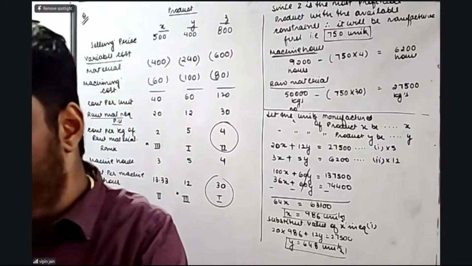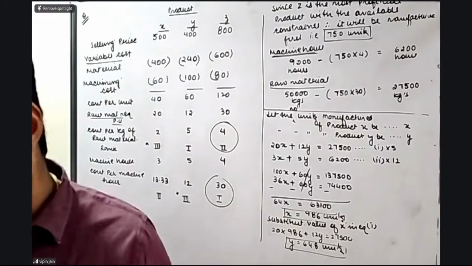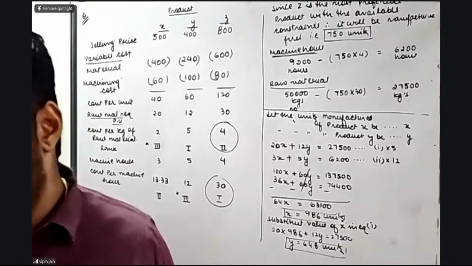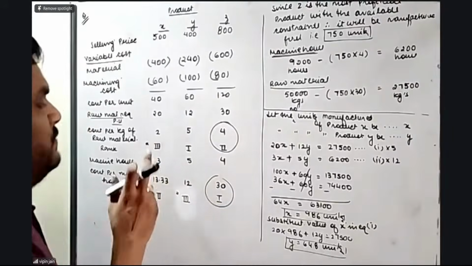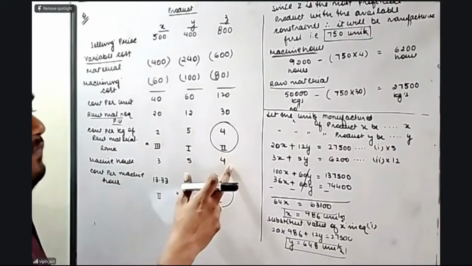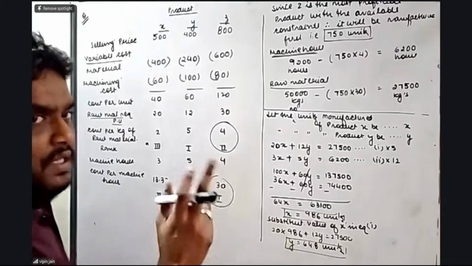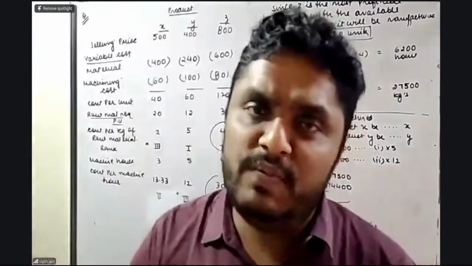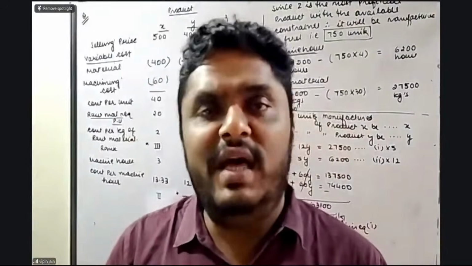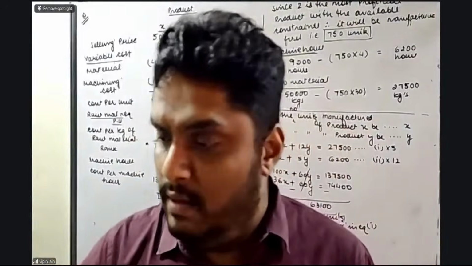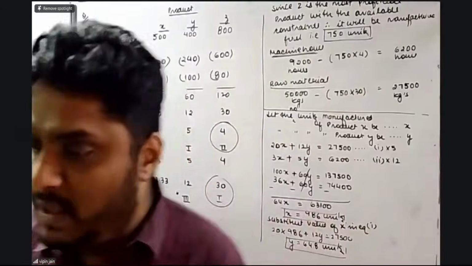Okay, see, read the question carefully. Here I mentioned also, the number of machine hours per unit is 3, 5, and 4, and the rate is given as 20 rupees per hour. The rate of the material is 20 rupees per kg and the rate of machine hour is also 20 rupees per hour. Please check. I hope your query is resolved.